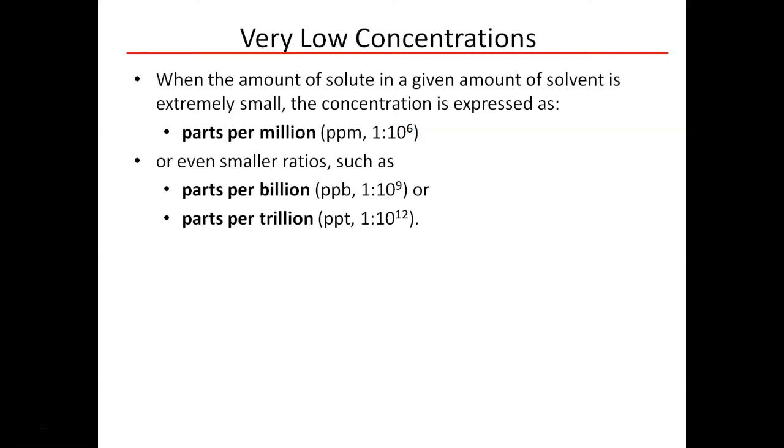Parts per million is denoted as ppm, and these are very low concentrations. In fact, 1 part per million means that there's 1 gram in 10 to the 6 milliliters. Now that relationship is a little hard to visualize. The form of the relationship that we often will use is 1 milligram per liter. And so if I have my amount of solute in milligrams and my volume of solvent in liters, then I could substitute milligrams per liter for parts per million.